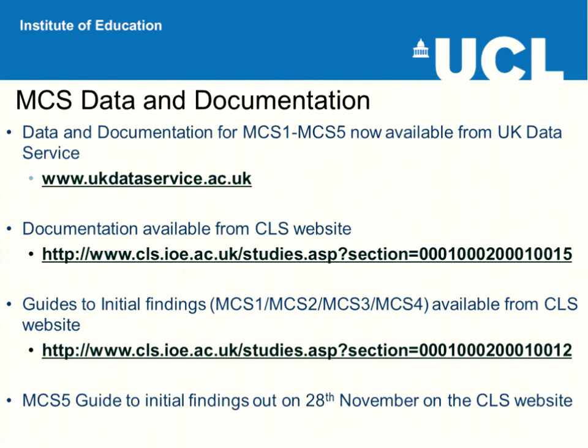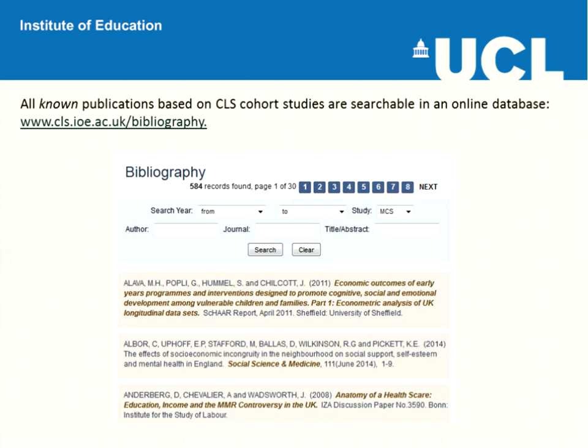The data and documentation can be found at UKDA, but there's also documentation available on the CLS website, where, if you're interested in what questions might have been asked, you can download the surveys for every wave. If you're interested in the child survey, you can download that, or the parent. There are also guides to initial findings. At every sweep, there's an initial findings document published from the initial analysis of the data. And the last thing is all known publications based on this cohort, and I have to stress all known publications, so the ones that we find or are told about, are searchable in an online database on the CLS website as well.